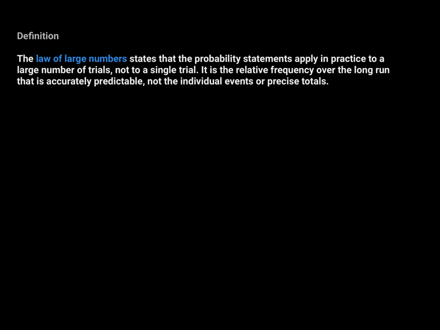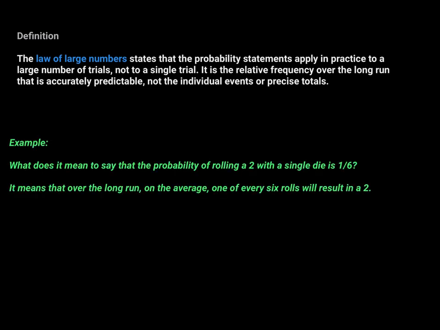It is the relative frequency over the long run that is accurately predictable, not the individual events or precise totals. For example, if we say that the probability of rolling a 2 with a single die is 1/6, what would that mean? Remember, on a single die you have the numbers 1, 2, 3, 4, 5, 6, so there's 1 out of 6 numbers. So the probability of rolling a 2 is 1/6. It means that over the long run, on average, 1 of every 6 rolls will result in a 2.